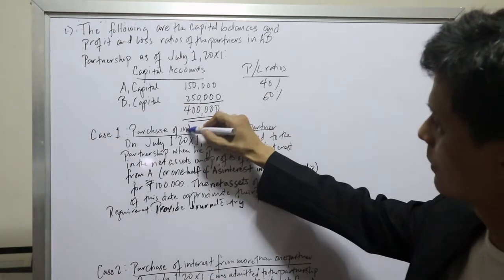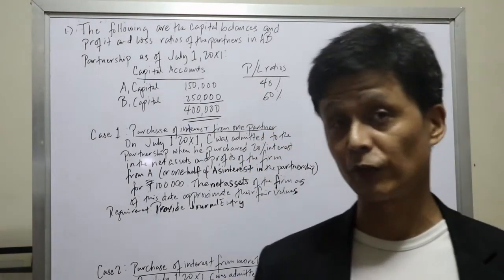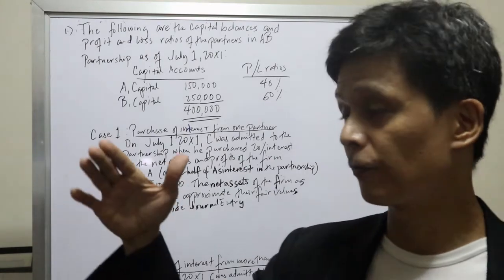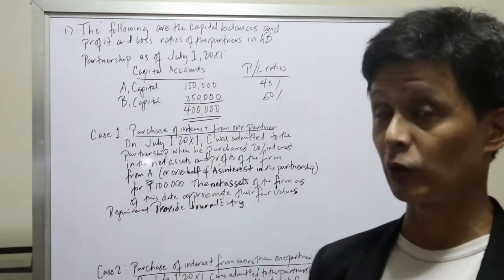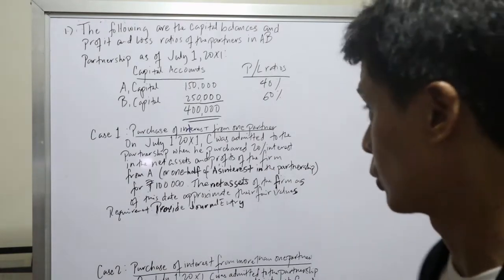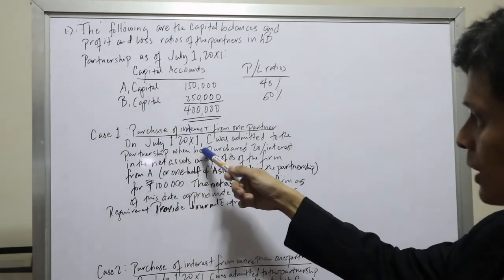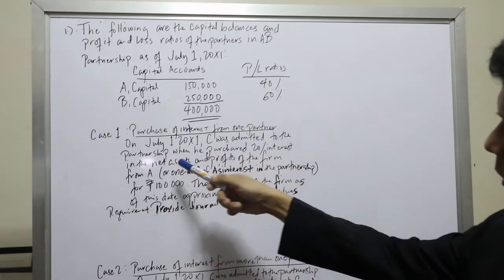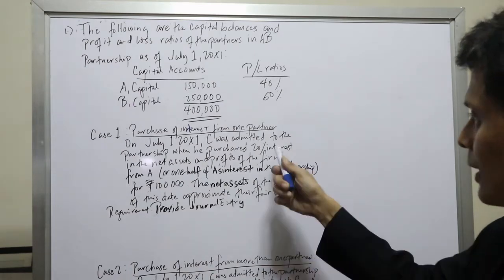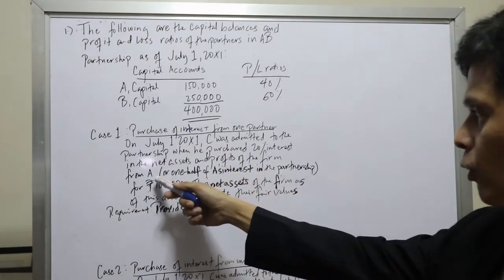Case number 1 is purchase of interest. This one is interest from one partner. Incidentally, in purchase of interest, it can be done either by purchasing from one partner, or purchasing from more than one partner. Let's first take purchase from one partner. On July 1, 20X1, C was admitted to the partnership when he purchased 20% interest in the net assets and profits of the firm from A.